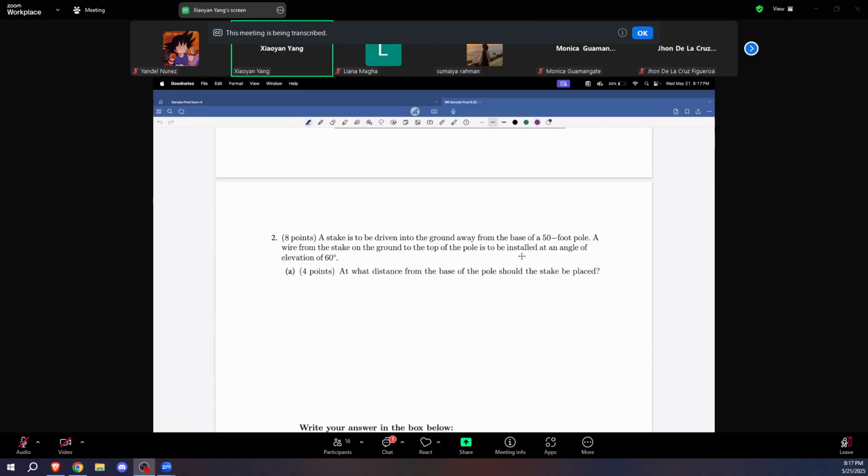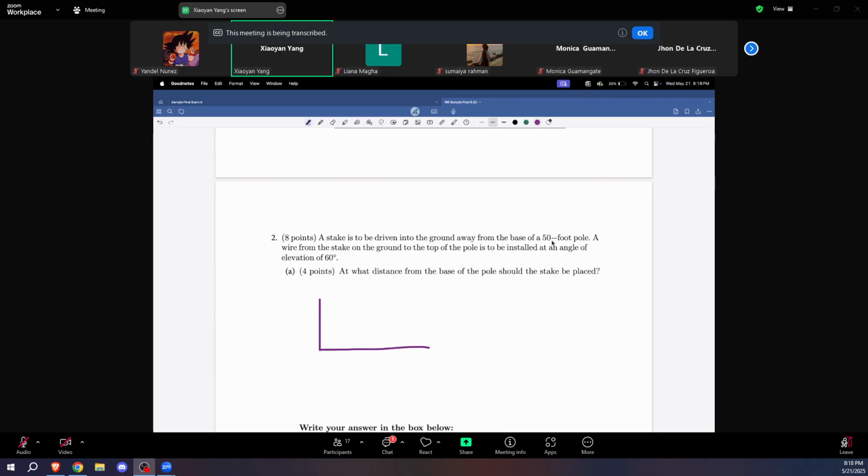Okay. So first we draw a pole. It should be vertical, right? This is okay, right? So this stake is to be driven into the ground away from the base. What does away from the base mean? You can go this way, you can go that way, it doesn't matter. Which way do you want? This way to the left? This is the base.